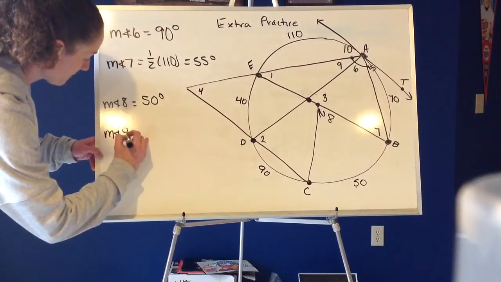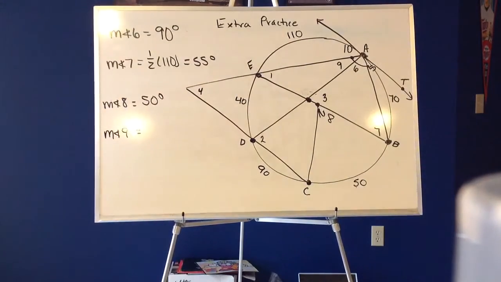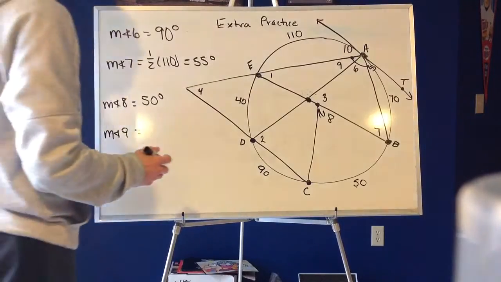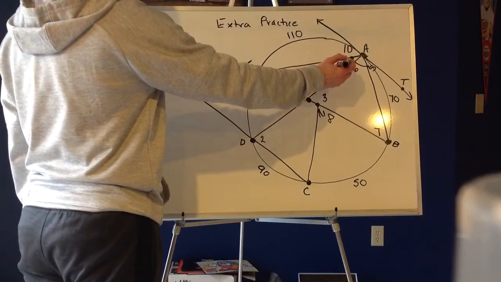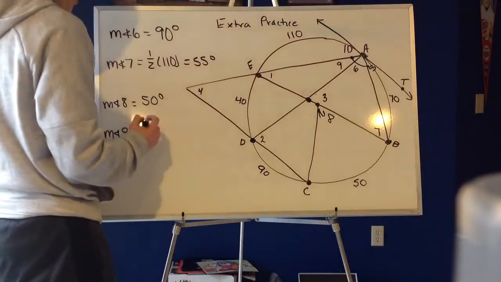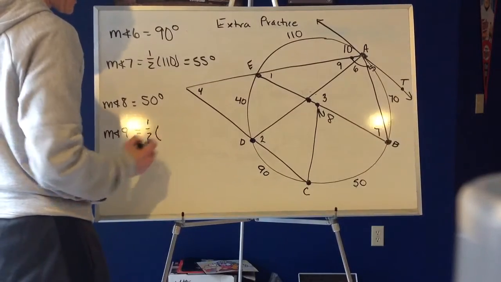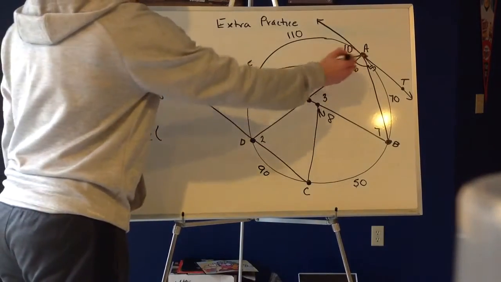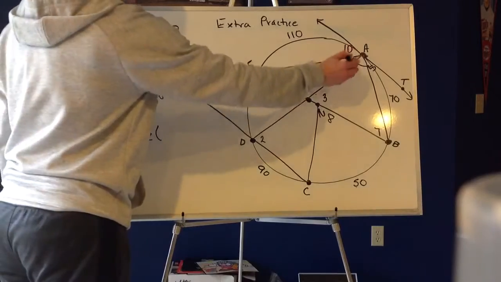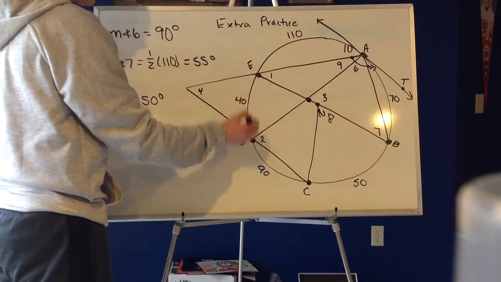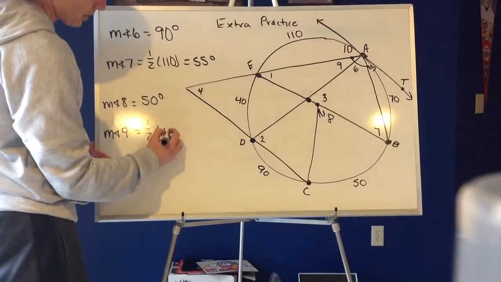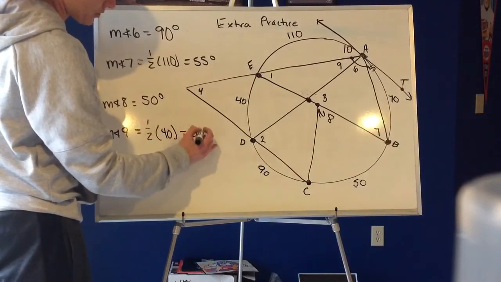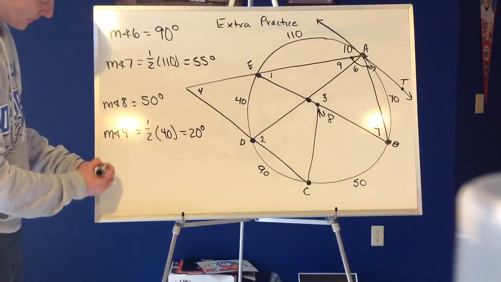For 9, you'll notice 9 is also inscribed. 9 is just this tiny little guy here. It's inscribed though, so it's going to end up being half its arc. If you follow 9 out, you would have E and you would have D. So its arc would be 40, so half of 40 would give us 20 degrees.